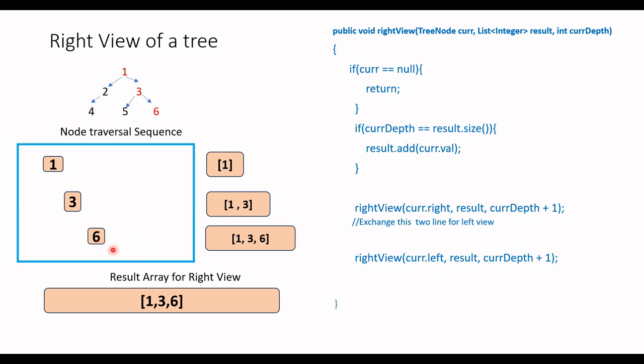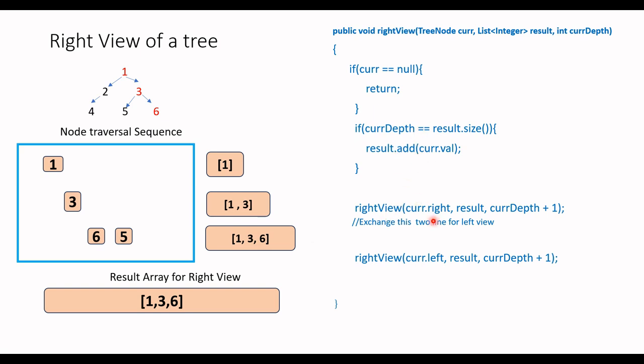once we visited 6 and our result array was 1, 3, 6, now we move on to the next step, where 3.left is 5, so 5 will be passed, and result will be 1, 3, 6, and current depth will be 1 plus 1, 2. So since 5 is not null, it will check for the current depth, which is 2, and result size is 3. So as a result, it will not add into the result array.